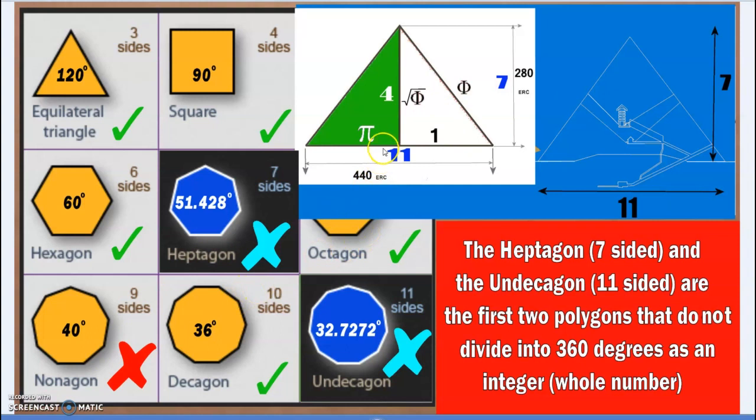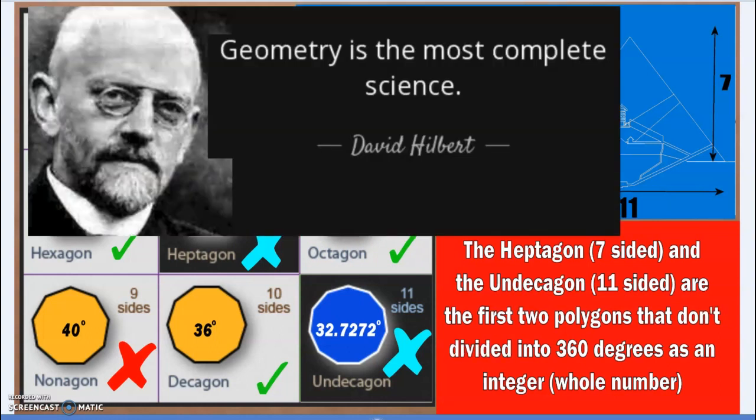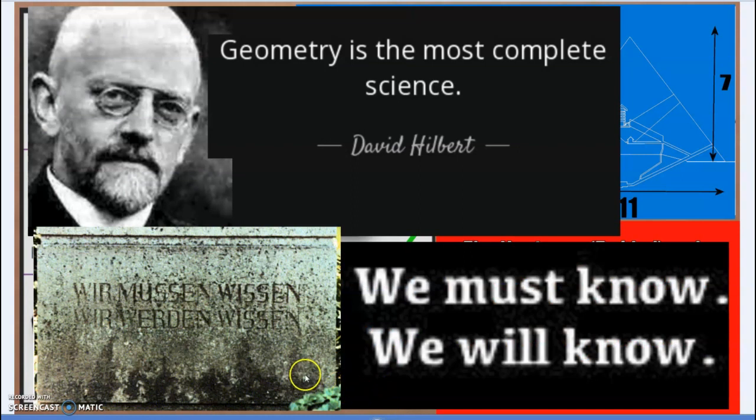I think it's also interesting in regards to pi being transcendental and phi being irrational, maybe in some time in the future to be proved to be a transcendental number, in that it can't be expressed as a fraction. The 7 and the 11-sided polygon, you could express them as a fraction, but they're the first two that don't divide into 360 and lead to that geometry, at least the numerals, but there's more to it than that, of course. So geometry is the most complete science, said David Hilbert, a famous mathematician. On his gravestone, we must know, we will know. And I think this is an important message to keep looking, and we will find things.